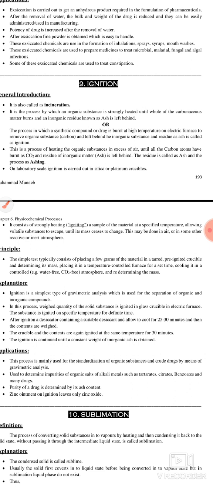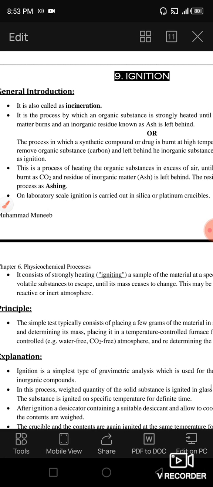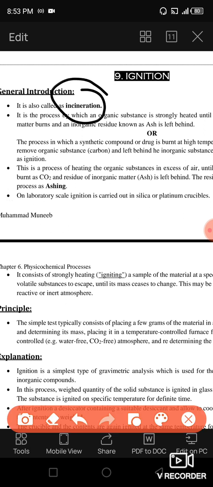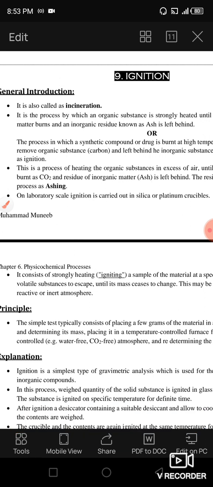So first of all, we see the general introduction of ignition. Ignition is also called incineration. Okay, incineration. Please sorry for the bad writing, because I could not write well on the mobile screen. So ignore this. Now let's start the lecture.